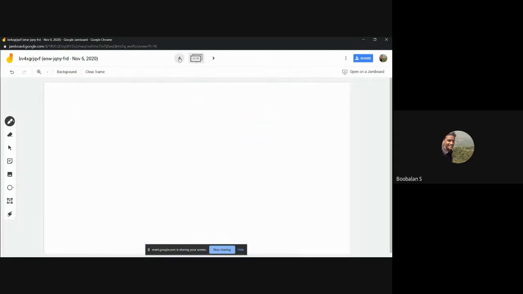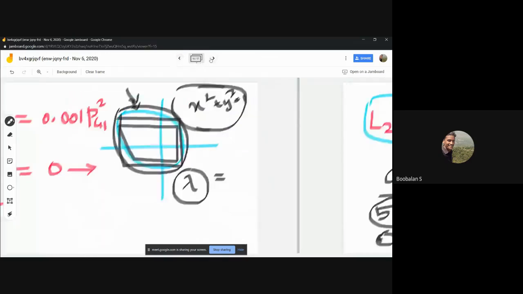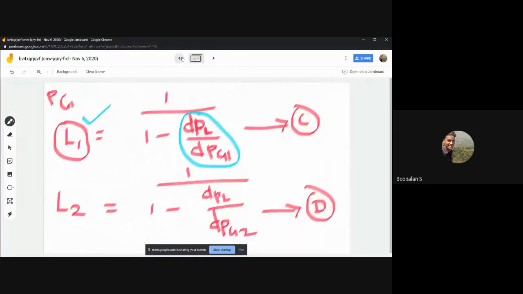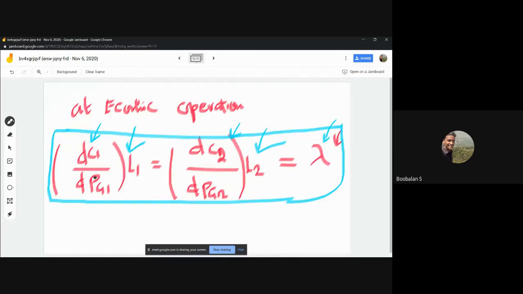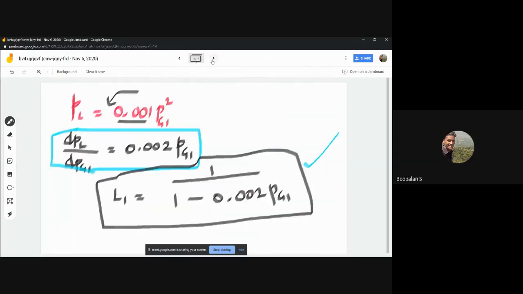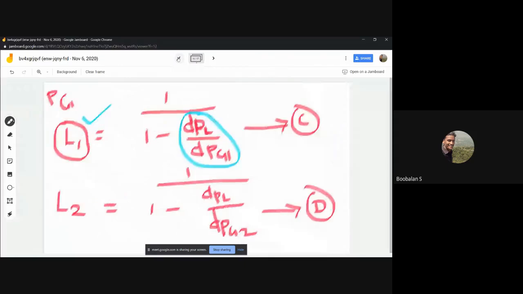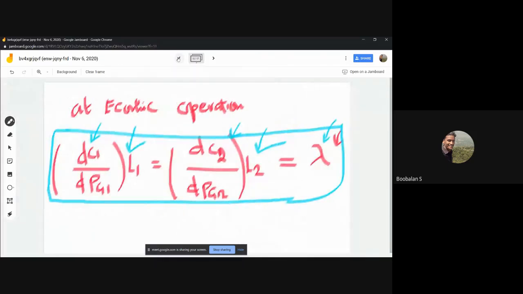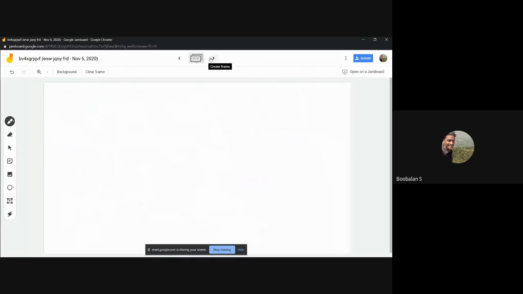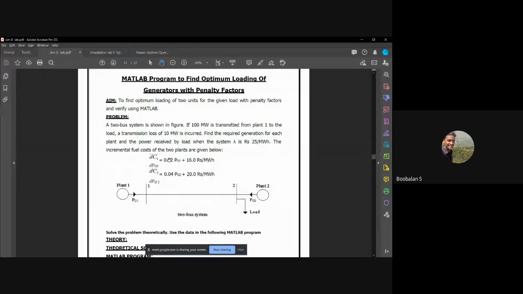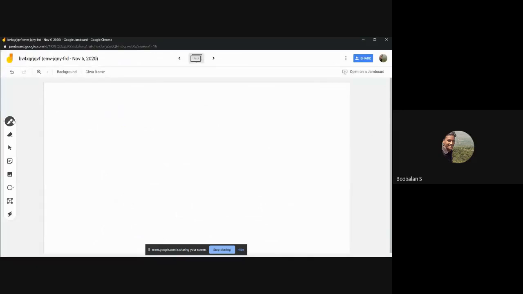Now we'll just continue. Where we stopped, we need to substitute every value into this economic equation, right? We need to substitute every value into this equation. Maybe I need to create one more Jamboard, I guess. Okay, three more boards will be there. And what is the equation? dC1 by dPG1 into L1 equals, substitute everything. We'll see. I'm just going to substitute over here. The dC1 equation is 0.02 into PG1, so I need to write it smaller.